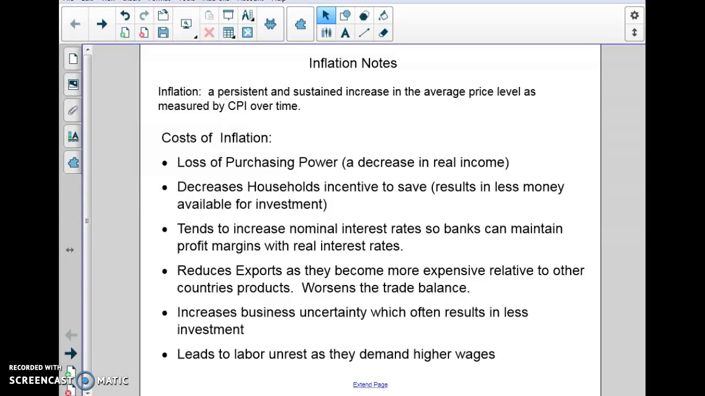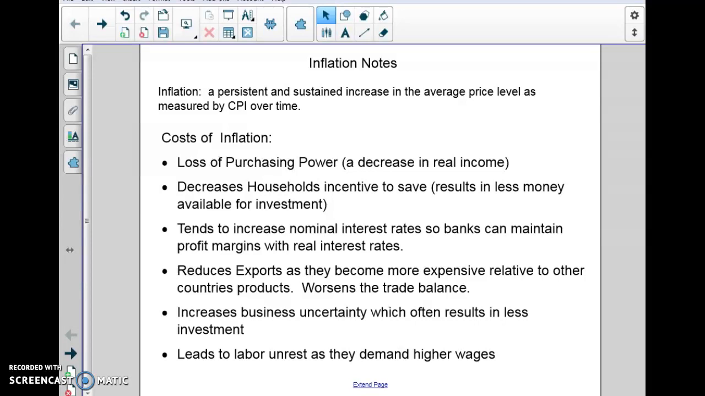So we know inflation is when we have rising prices as measured by our consumer price index or another price index over time. And I just gave you a list of the costs of inflation. You can look through those on your own. You know most of them. Your money buys less. It makes you less likely to save because prices are going up.